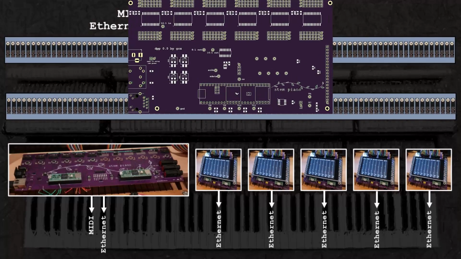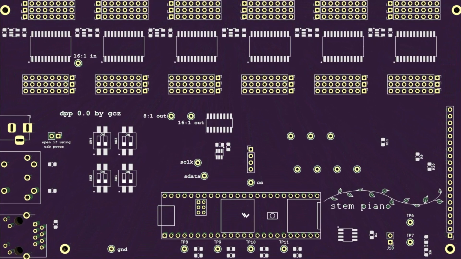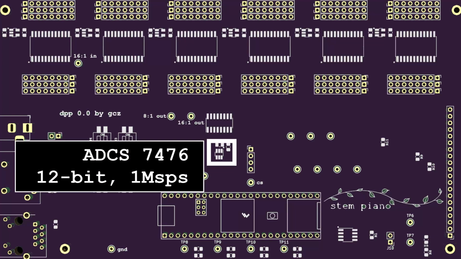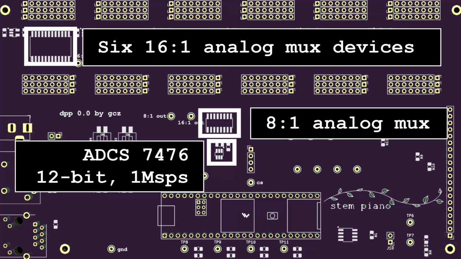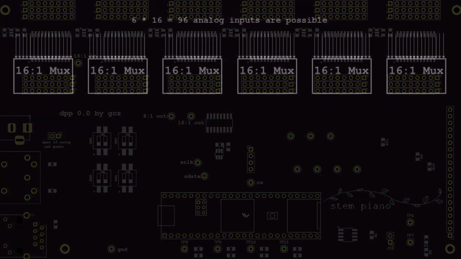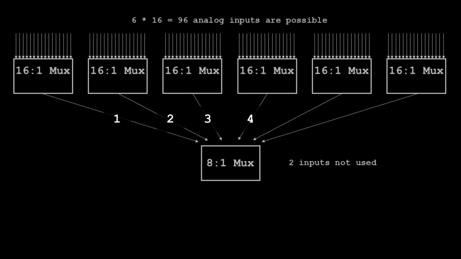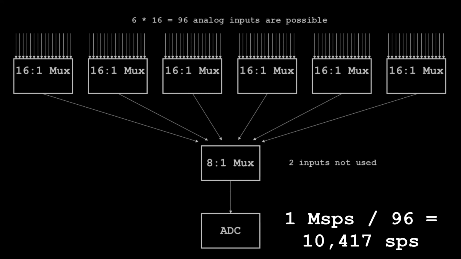Introducing, drumroll, the DPP. Instead of a parallel architecture, as in my other boards, I am going to try a single analog-to-digital converter. Use analog muxes to combine the sensor signals. And a Teensy, of course. The board supports 96 inputs. The 6 16-to-1 muxes select data for the 8-to-1 mux. That goes to the ADC. And in theory, this system can sample at over 10,000 samples per second.